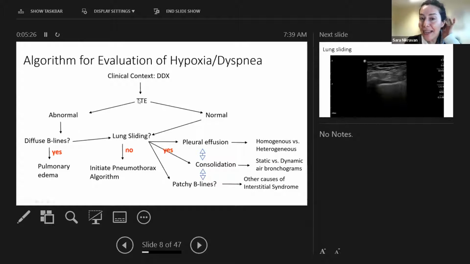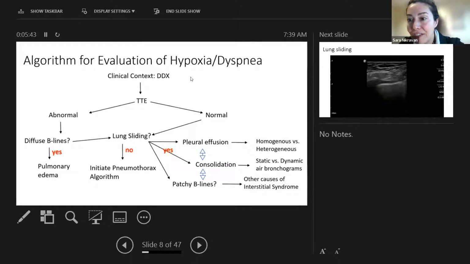And I created this algorithm. It's not been validated anywhere. This is just something that I do when I am seeing my patients, helping me think of what the next steps are and what things I should be thinking of when a patient is hypoxic or dyspneic.